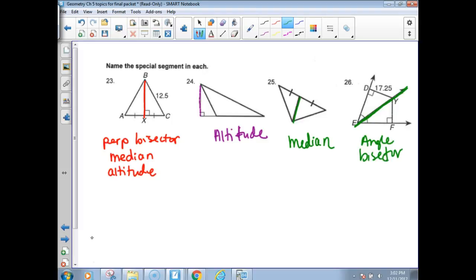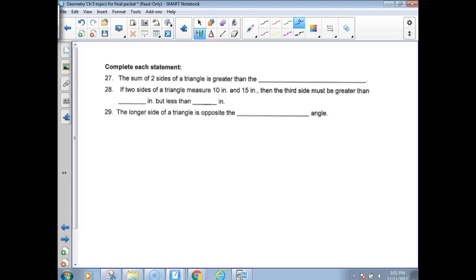Oh, I forgot the C. There it goes, angle bisector. Got some fill in the blank here. The sum of two sides of a triangle. What happened when you add the two sides of a triangle? What are you supposed to get? Something greater than what? The third side, okay?